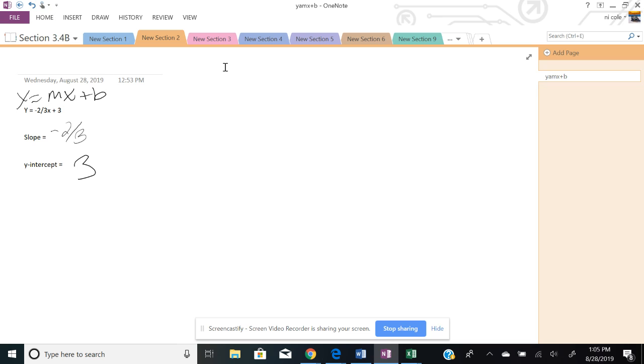What if you don't have one of those things? Well, if you do not have an x, your slope is 0. If you don't have a number, then your y-intercept is 0. It's not a big deal.